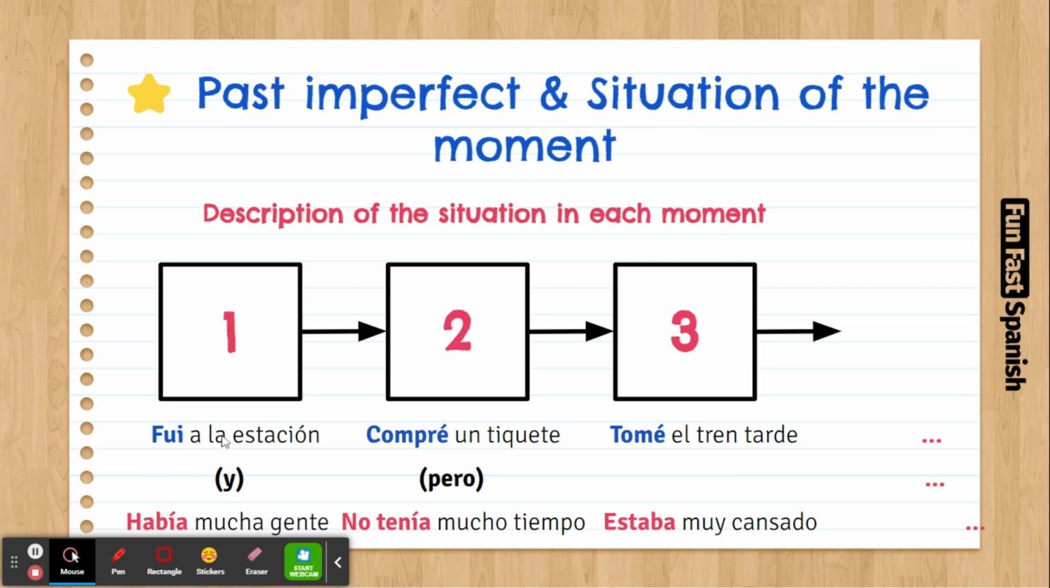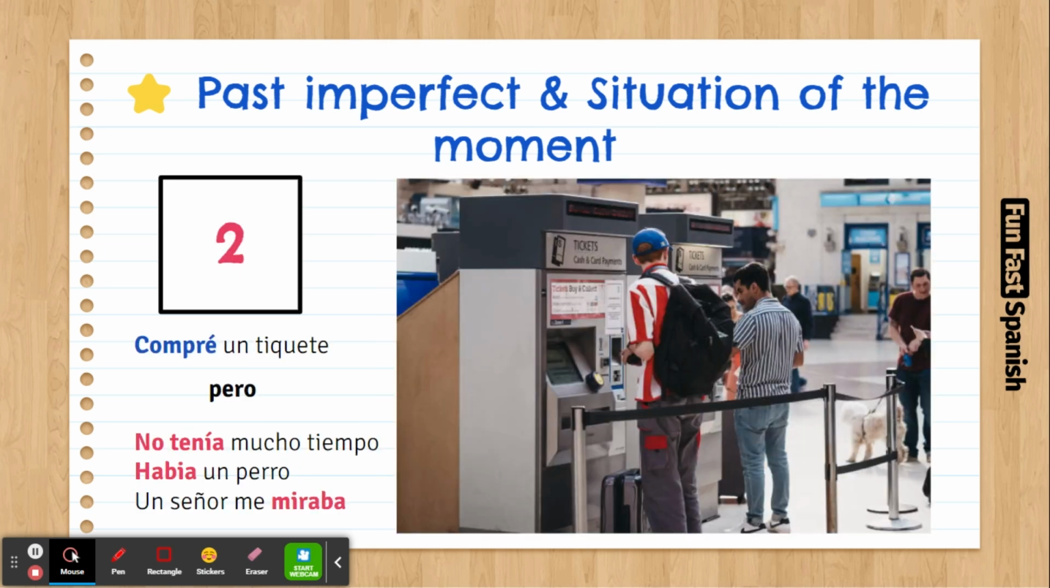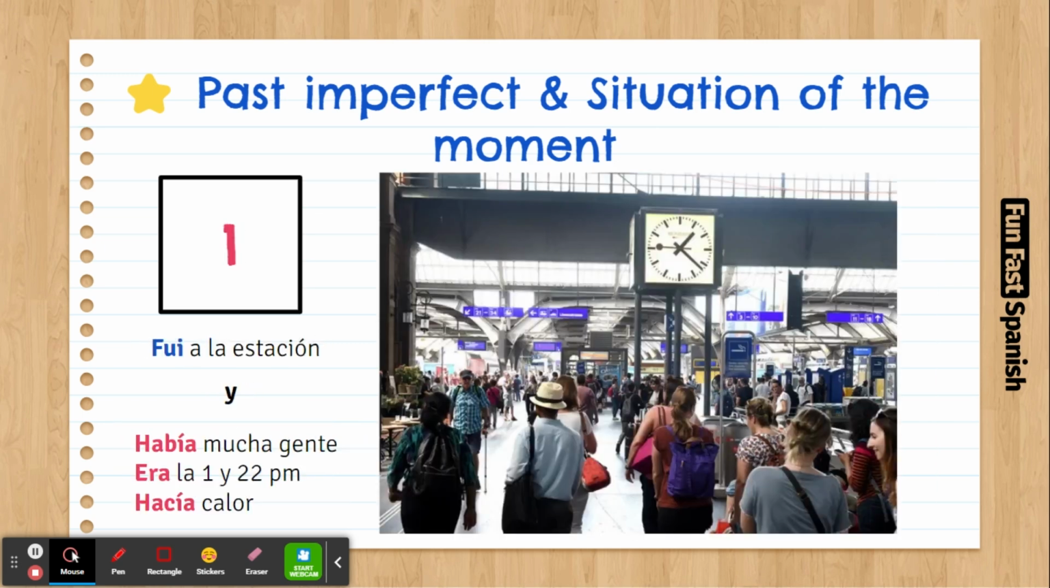Fui a la estación. I went to the station. Compré un tiquete. I bought a ticket. Tomé el tren tarde. So that's it. By using the past tense, it means that it's a sequence, what I'm talking about. Fui a la estación is first, compré un tiquete is the second thing, and tomé el tren tarde will be the third thing. I'm giving sequence by using the past simple. So yeah, fui a la estación. Boom. Then I bought a ticket, and then I took the train. That's it. That's all I did.